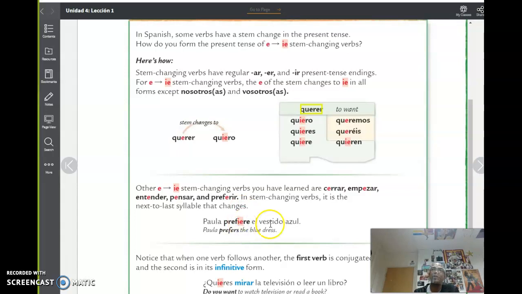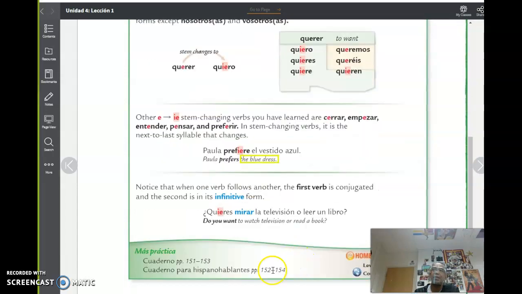Now, when you have two verbs in one sentence, like in this case, do you want to watch television or read a book? Notice that there are two verbs, want and watch. So the first verb is the one that gets conjugated, quieres, and the second verb, nothing happens to it. It stays in its original form, in its infinitive form. ¿Quieres mirar la televisión o leer un libro? Do you want to watch television or read a book?